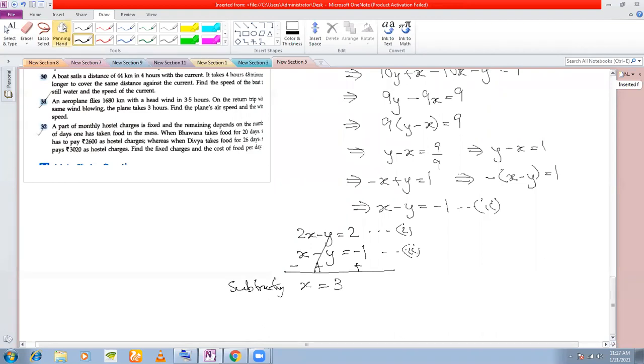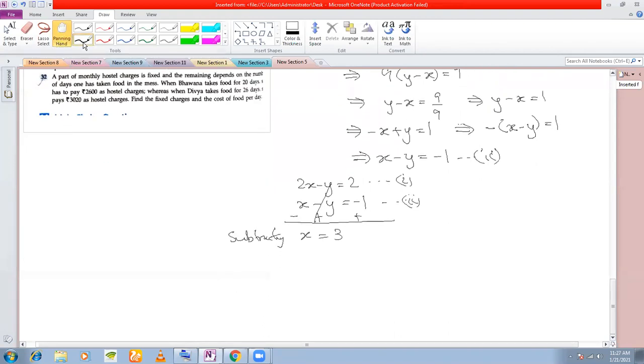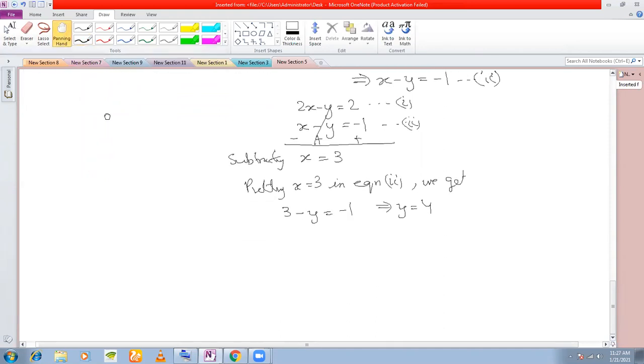So now you can put x is equal to 3 in equation 2. You'll get the value of y. Putting x is equal to 3 in equation 2, we get 3 minus y is equal to minus 1. That means y must be equal to 4. Okay. So the question here is find the number. That means the original number.